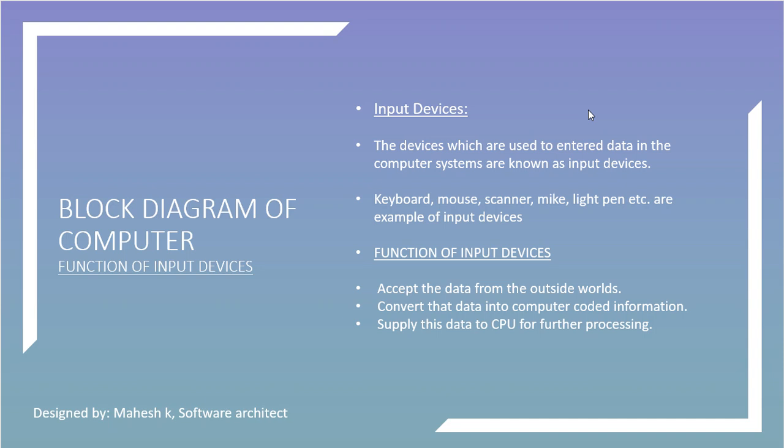What are the functions of this input device? Accept data from the outside world, convert data into computer-coded information, and supply this data to the CPU for further processing. So the computer accepts data from the input device and converts the data into the computer's coded information, and the computer only understands 0 and 1, it never understands any other language. Okay, so these are the input device and input functions. Let's go to the next slide.